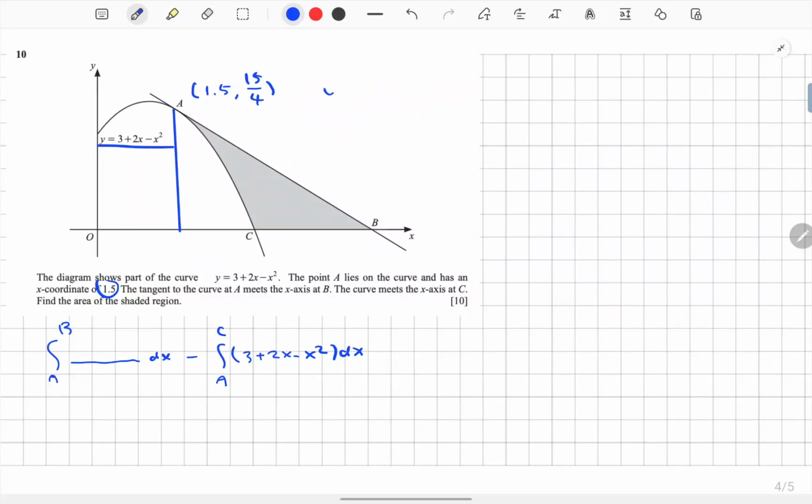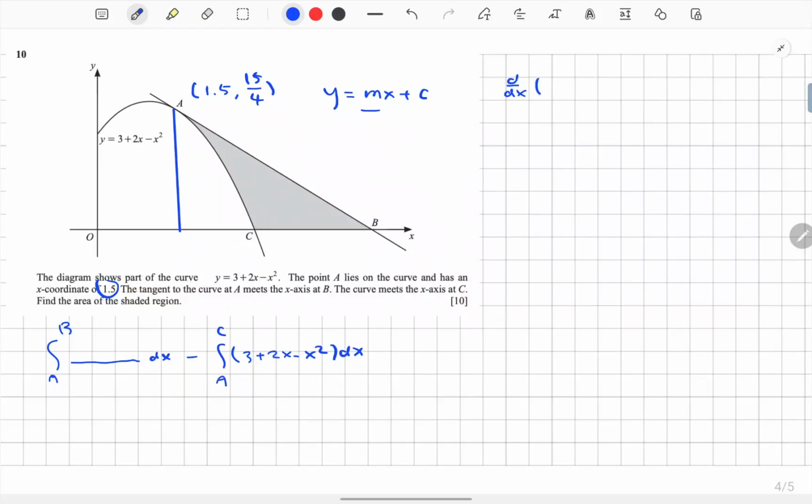And when we look at the line function, y equals mx plus c, the m here is the gradient. We can find the gradient by differentiating our quadratic function at point A. So we'll do that first.